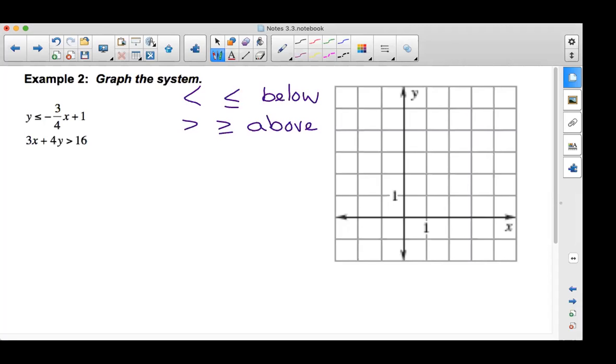And feel free to use a highlighter pen that might help shade it better. This slope is down 3 over 4. Don't forget to look at your inequality symbol so that you know, is it a solid line or is it a dashed line?